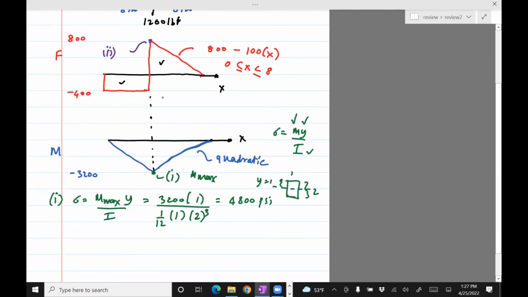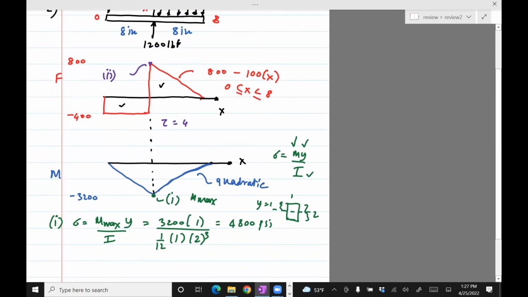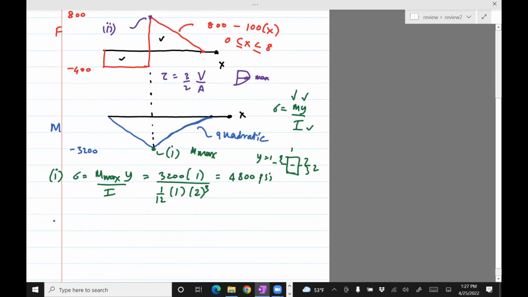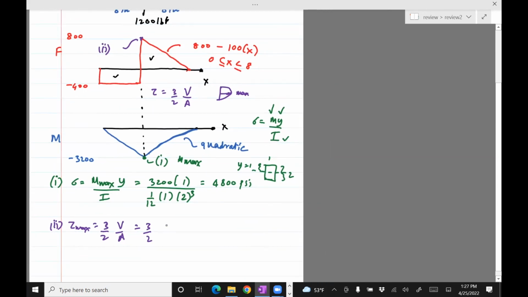Remember the formula. This is a rectangular cross section, so it will be 3 divided by 2 V divided by A, right? And remember that the way it varies is it's maximum at the middle of the section, not at the edges. So for part two, tau max is 3 divided by 2 times V over A. V is given as 800, that's the max. Cross-section area is, as you can see, 2 times 1. This comes out to be 600 psi.